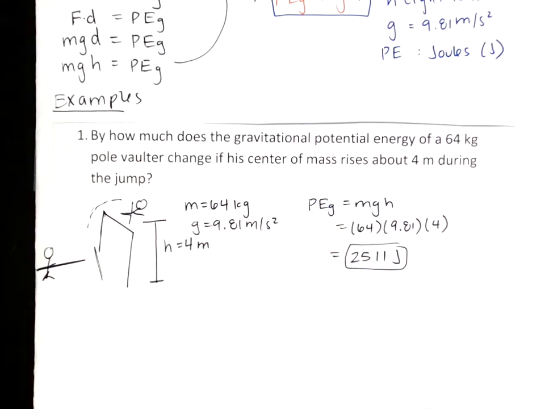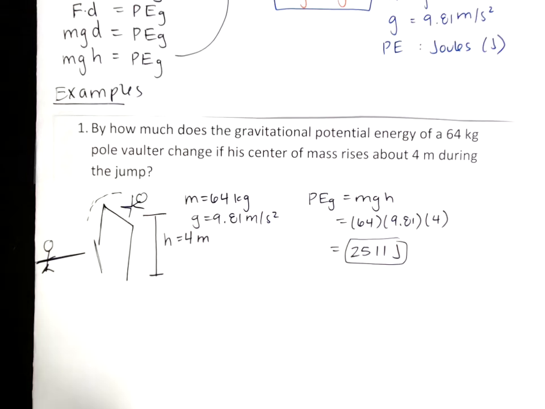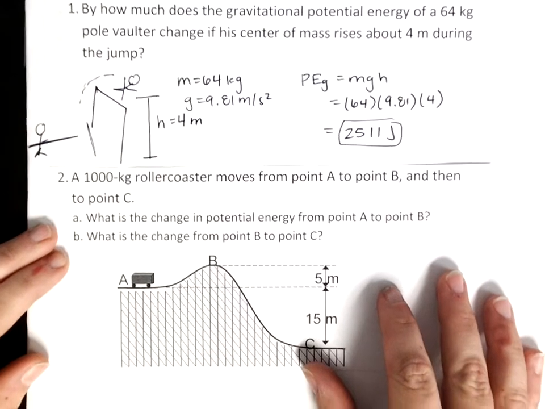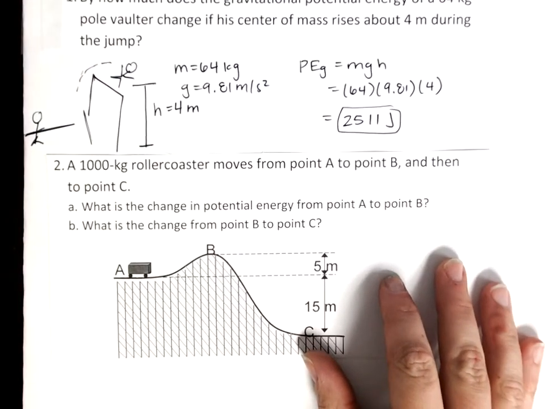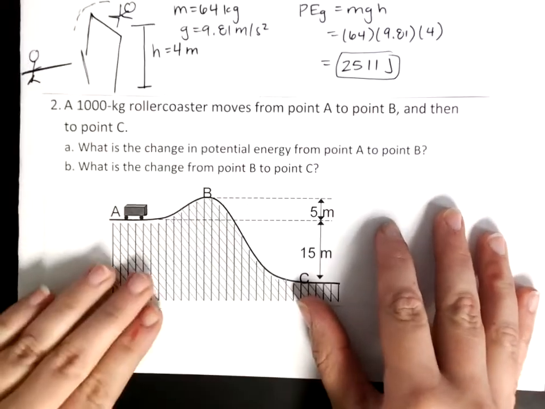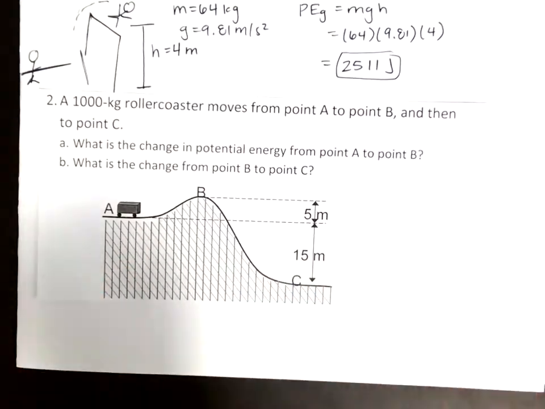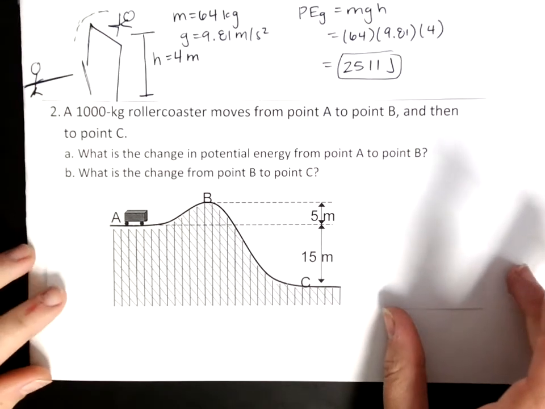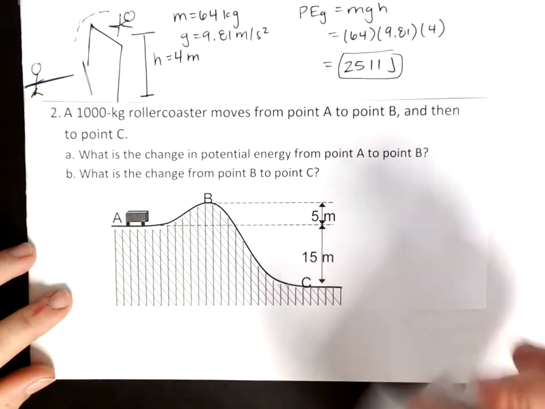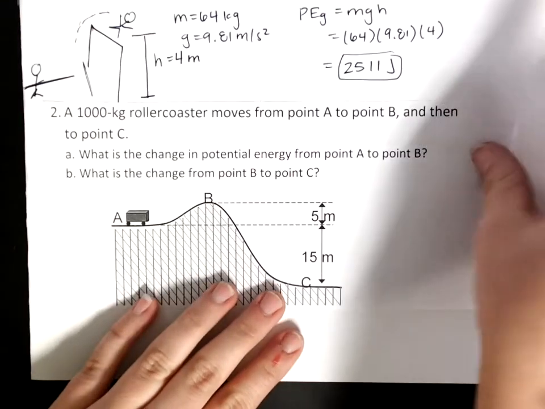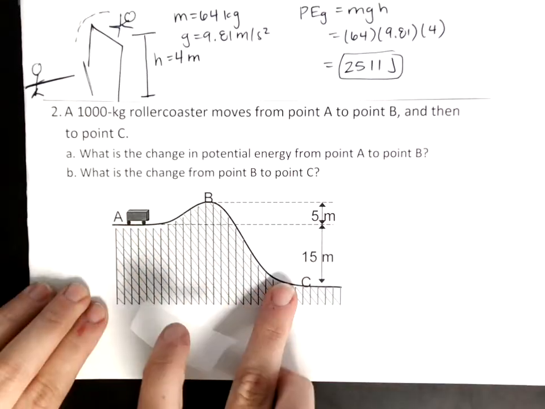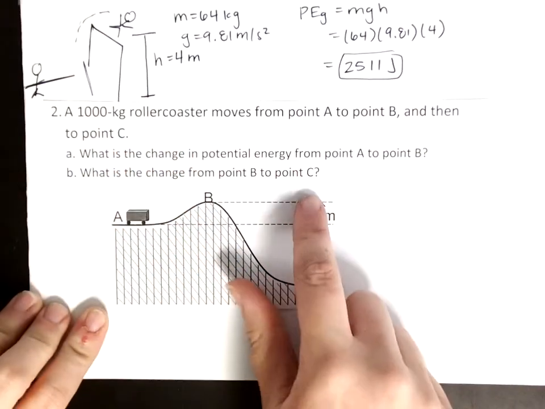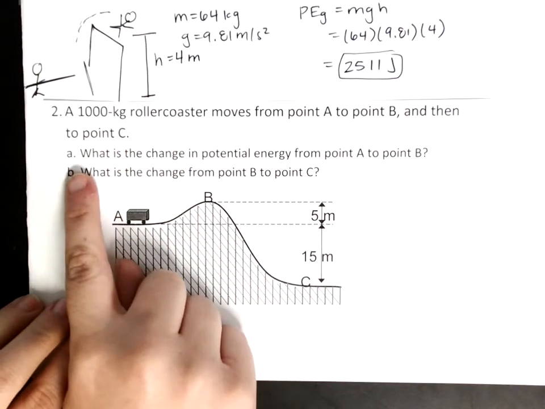Okay, so not too difficult. Let's do one more. This time we have a roller coaster. The roller coaster is starting at point A. It's a certain height above the ground. We only know its height in reference to point C. You'll notice that point A is 15 meters above point C, and then point B is 5 meters above point A. Okay, so let's solve for the first one.